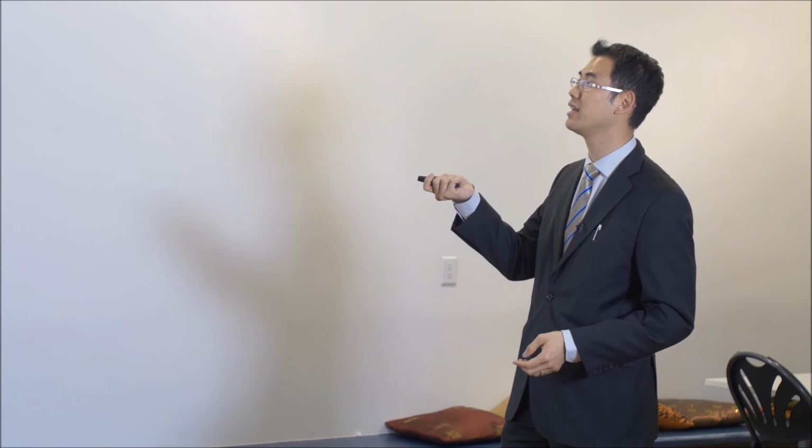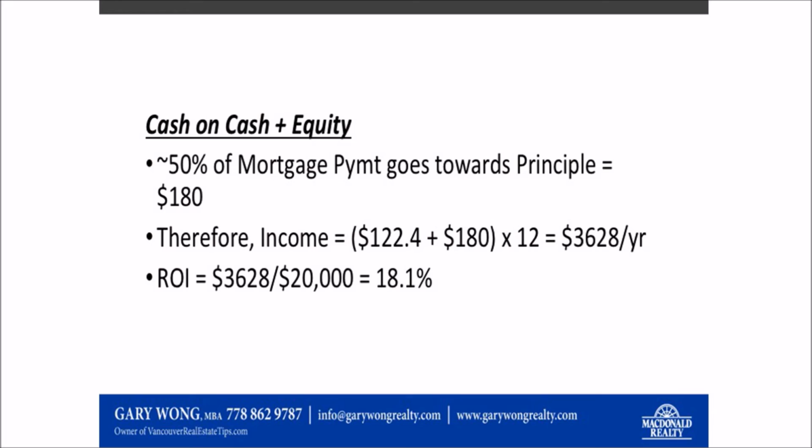So here's how you calculate it. I actually have a spreadsheet that goes into a lot more accuracy on this, but it's about 50%. So let's say 50% of the mortgage payment goes towards the principal, and the mortgage payment is $360 here. So $180 goes towards the principal. So remember our income was $122 a month. Then we add the $180 of equity. And that's per month, right? So how much money is that per year? $3,628 a year divided by your down payment of $20,000. All of a sudden, it's 18.1% return.